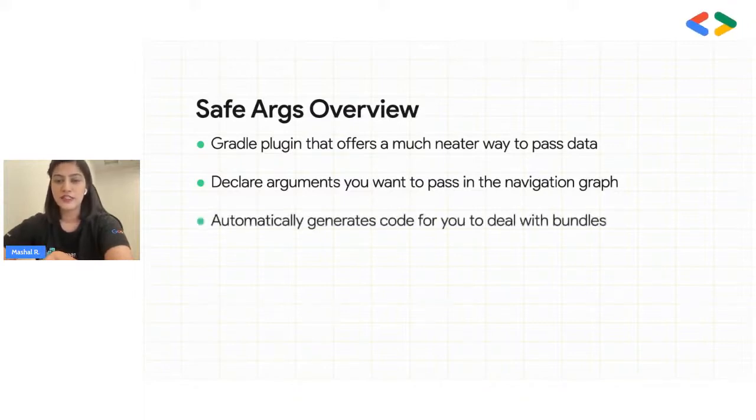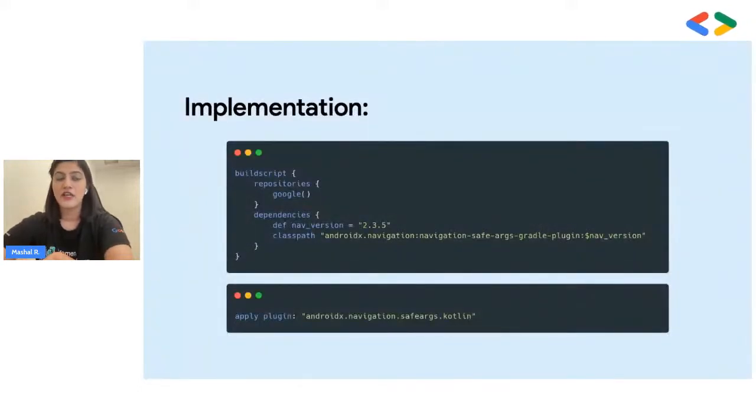Then it automatically generates code for you to deal with bundles, and it also provides you with type safety, which means that it knows what sort of argument to expect. For instance, let's say in the nav graph, you have declared an argument of type Boolean, and you try to pass a string, it wouldn't compile and would throw you an error. In order to implement Safe Args, we need to update our Gradle dependencies.